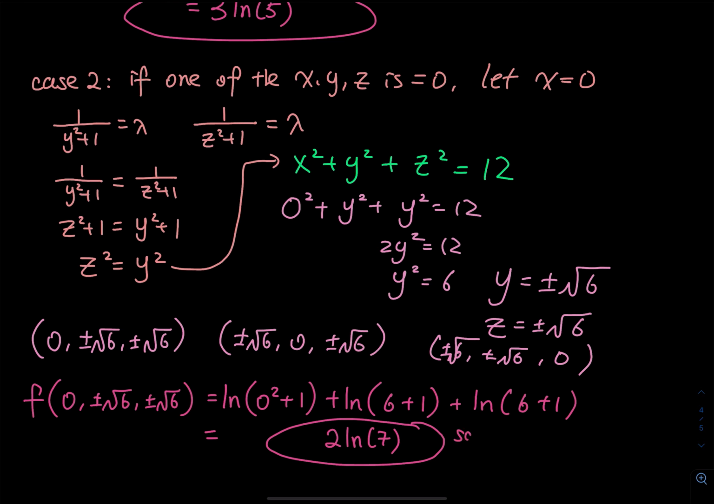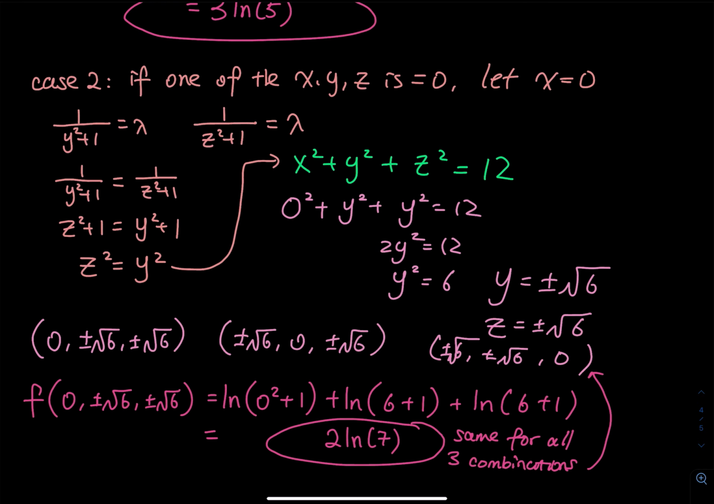So this will be the same for all three combinations. Right here, for all three combinations, 1, 2, and 3. It doesn't matter which one you plug in. There is only one value you will get, that is 2 times ln 7. We will test each of these at the end.